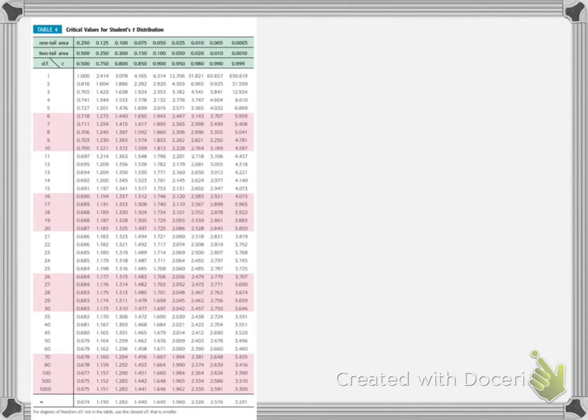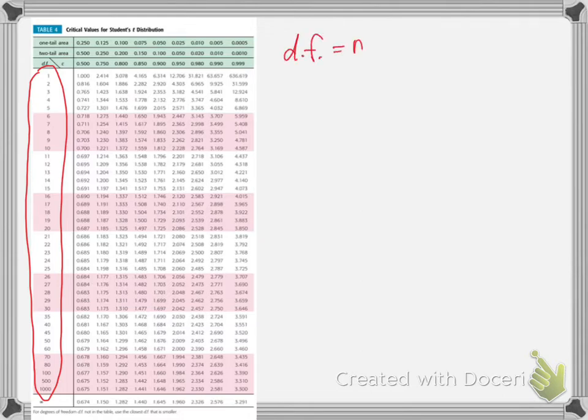So this is table 4. Here you see this is the first column, and there are some integers. The first column is n minus 1. This is the df, the degree of freedom. So df is equal to n minus 1. N is the size of samples.